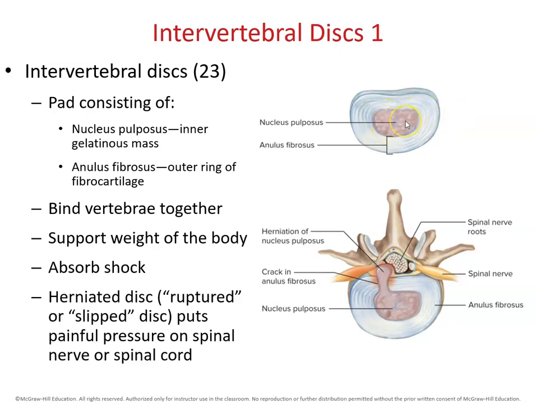So if a person has what we call a herniated disc, we have an area of damage in the annulus fibrosus, and it's allowing that gel substance to protrude outward, and that can put pressure on the spinal nerves.